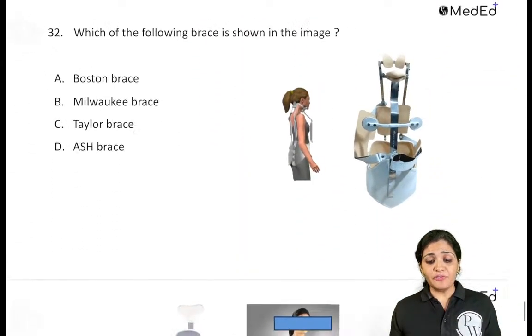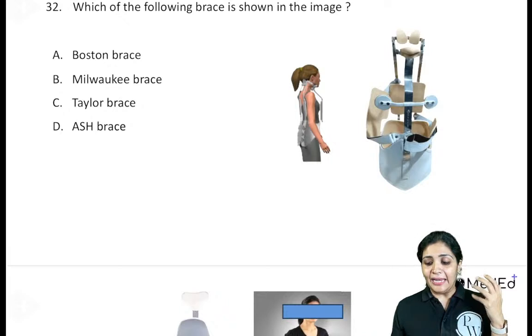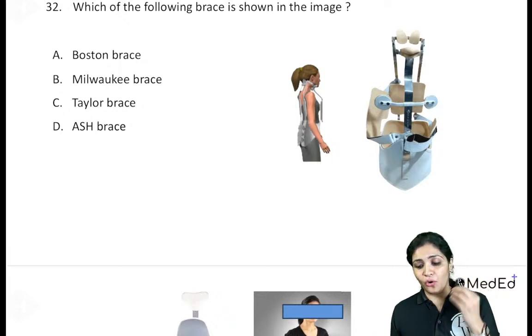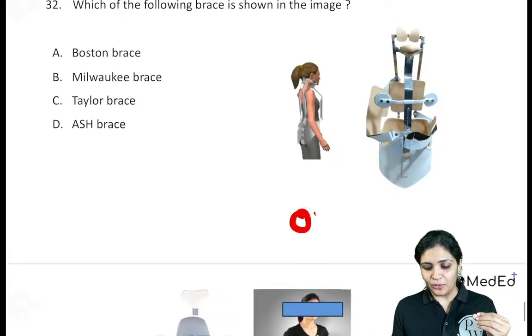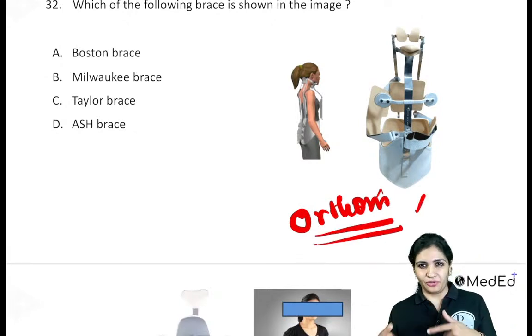Next question. Which of the following braces is shown in the image? Image-based questions are a must, and they are usually asked in orthopedics. This area of orthosis is one where you have to be familiar with the names of the orthoses especially. So what image are they showing?